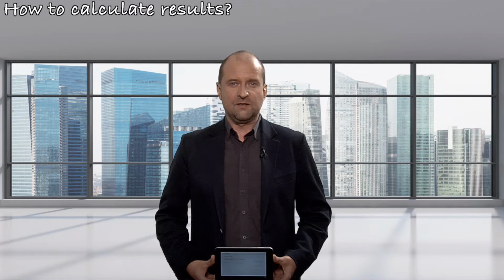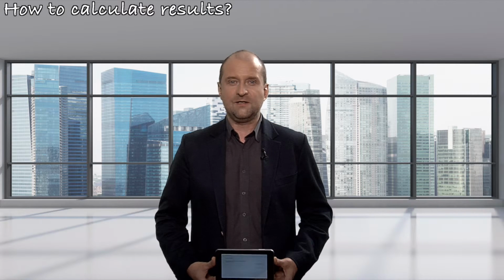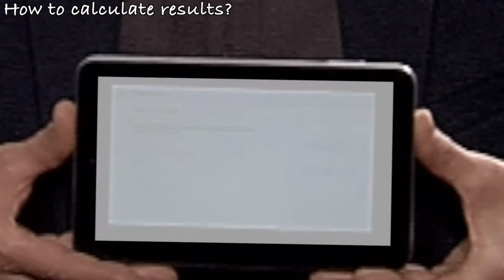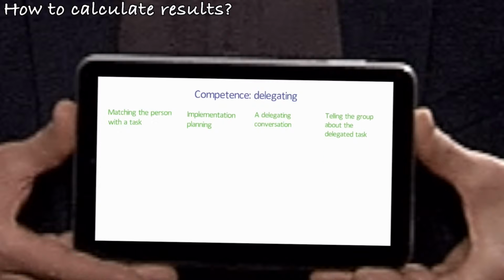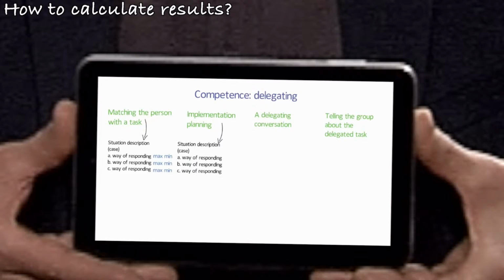Let's see how the result which is presented in the report after the study is calculated. The study of each competence consists of 3 to 5 descriptions of situations, cases, representing different aspects of a particular competence. Let's take a look at the delegating competence example. The delegating competence consists of 4 aspects: matching the person with a task, implementation planning, a delegating conversation, telling the group about the delegated task. Each of the aspects is studied using just 1 case.